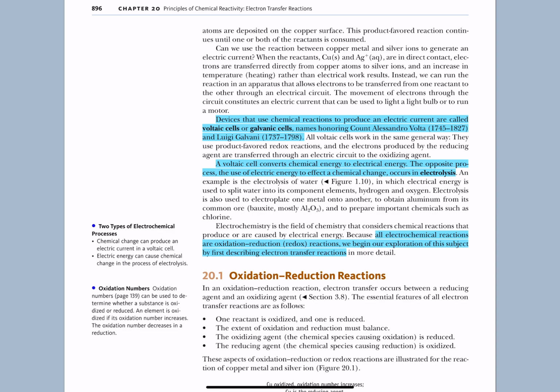Now, voltaic cells are named after a rather interesting gentleman, Mr. Volta, whose actual name is Alessandro Giuseppe Antonio Anastasio Volta. From his last name, we get the word volt, which is our unit of electrical potential energy per charge, work per charge. You can see when he lived during the time of the American Revolution.